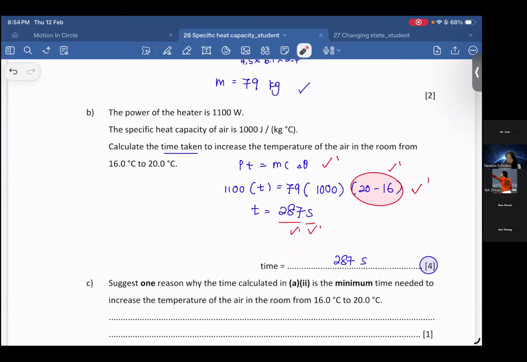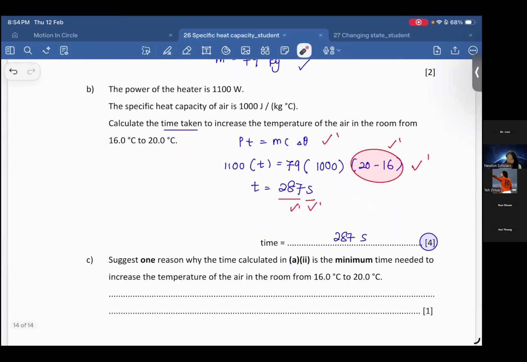Okay, here, the main point that I want to discuss is this. Suggest one reason why the time that we calculate in B is the minimum time. Okay, let's say I tell you that, hey dear, we want to heat from 16 degrees Celsius to 20 degrees Celsius. I just need to heat 287 seconds.